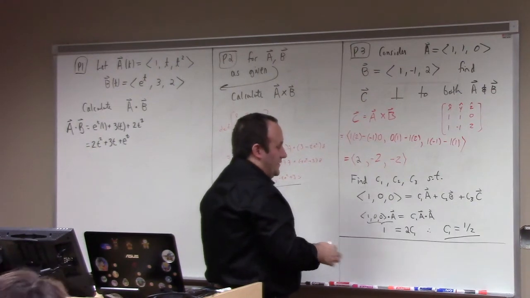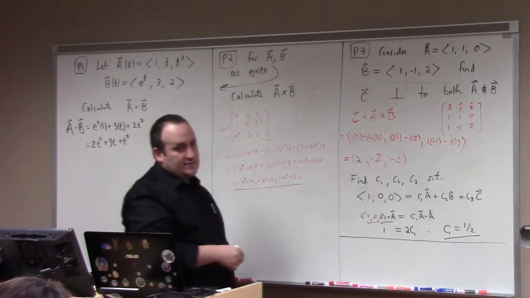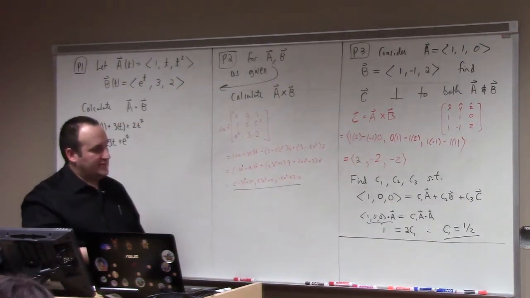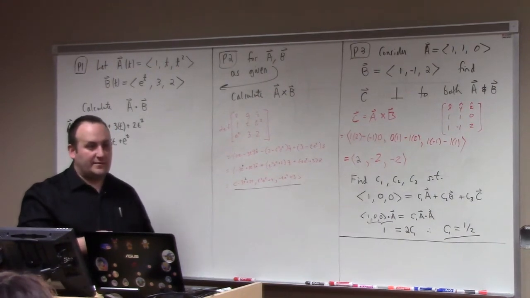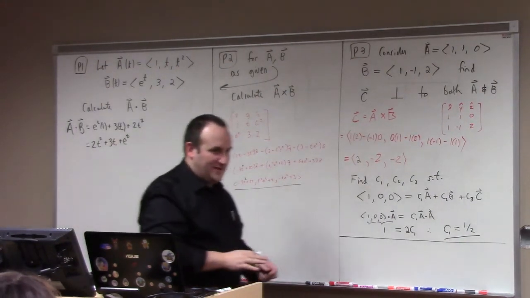And anyway, you can take the dot product with B and with C to figure out what C2 and C3 are, right? I'm going to stop. That's enough of a hint, I think.